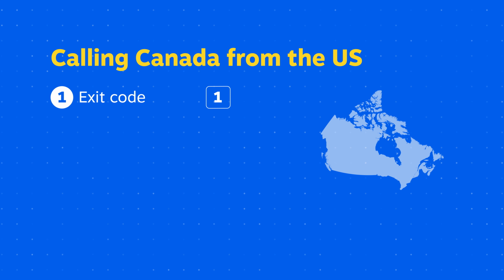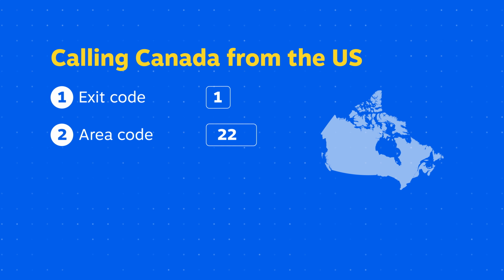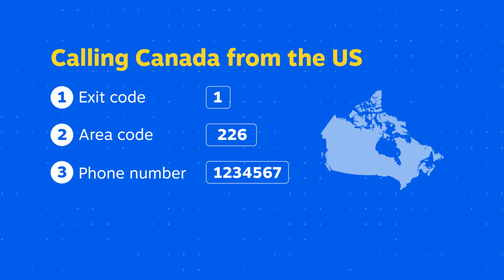This one's easy. To call a Canadian number, start by dialing the number 1. Next, dial the area code for the number that you're trying to reach. Now, dial the remaining 7 digits. And that's it. While the steps for calling Canada from the US are simpler, you'll still need to make sure that your phone is approved for international calling.